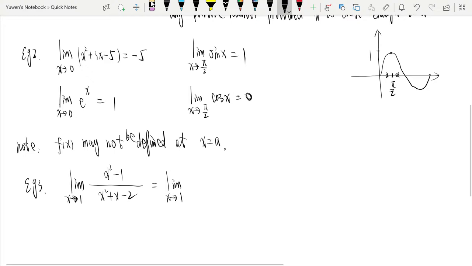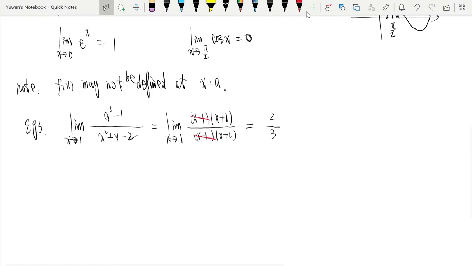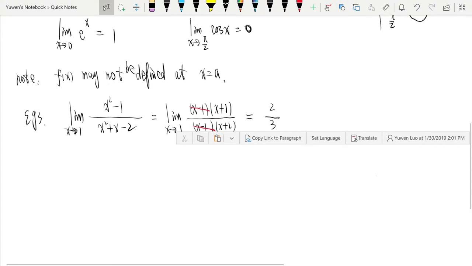So x tends to 1, that is x does not equal 1. So we use factoring. The numerator can be factored as x minus 1 times x plus 1. The denominator is x minus 1 times x plus 2. Since x does not equal 1, we can cancel the factor x minus 1. Then as x tends to 1, the numerator tends to 2 and the denominator tends to 3. So that is 2 over 3. I should note this point.